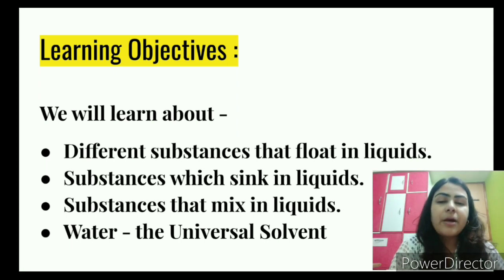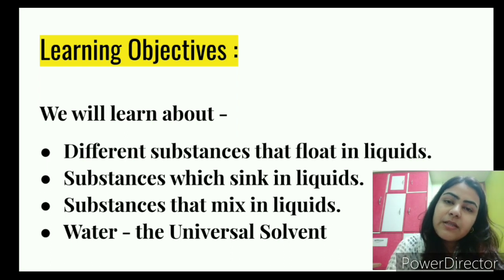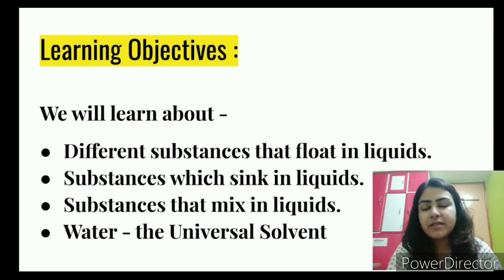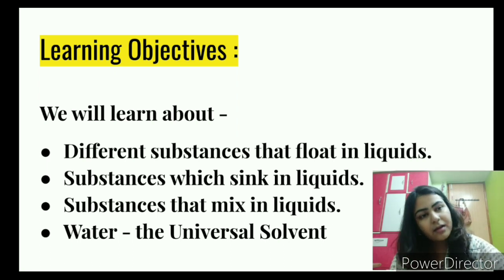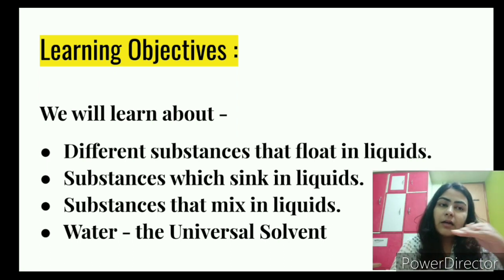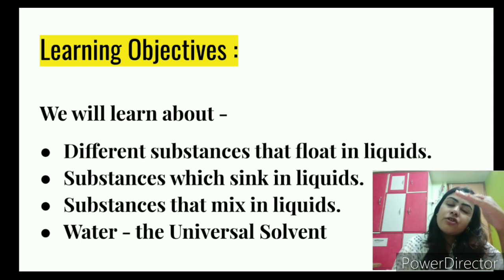So in this chapter, we are going to learn about which substances mix in liquids, which substances do not mix in liquid, and if they do not mix in liquid, then what happens to them? They either stay on the top level of the liquid or they move down. Okay, they just go down and settle at the bottom of the liquid.